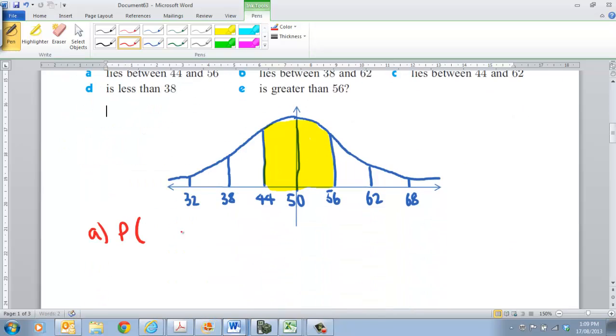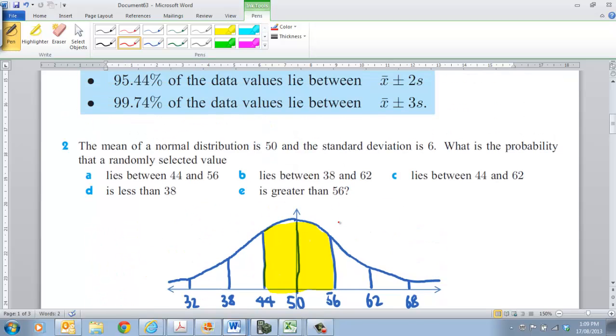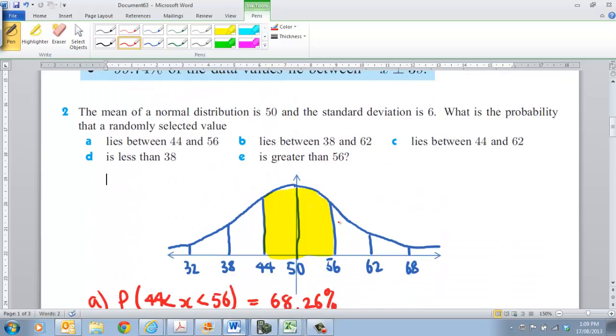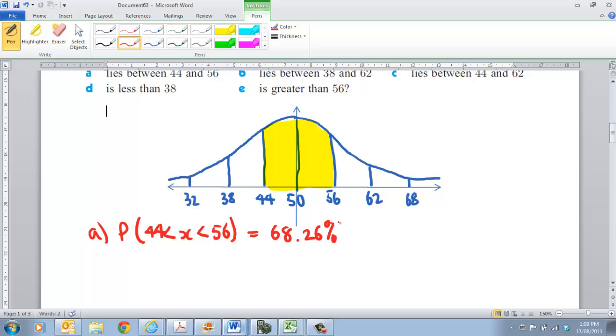So the terminology you do, and we're talking about x being greater than 44 and less than 56, then we can say that's got a 68.26% chance of that happening. Alright, so that's what we can get from our graph. We don't need to actually do any calculations there.